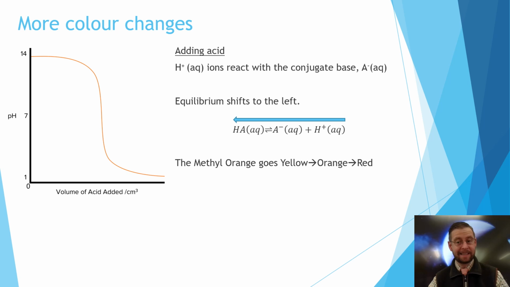Adding more acid has the opposite effect. It creates an excess of H+, and that favors the reaction to the left. It moves the position of the equilibrium, meaning that we see more neutralization, and the methyl orange goes yellow, orange, and then back to red again.